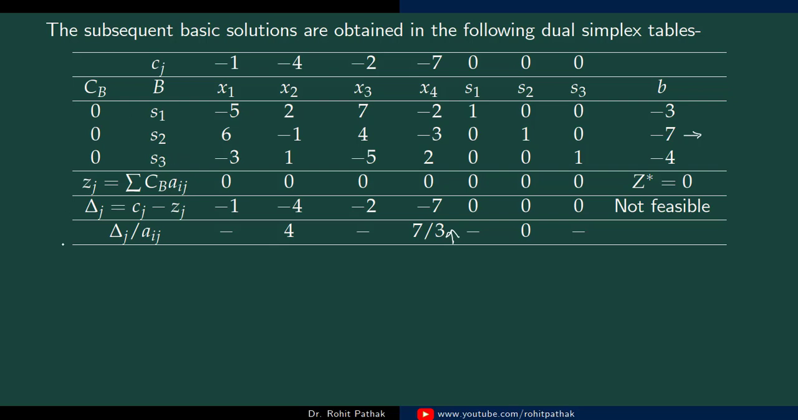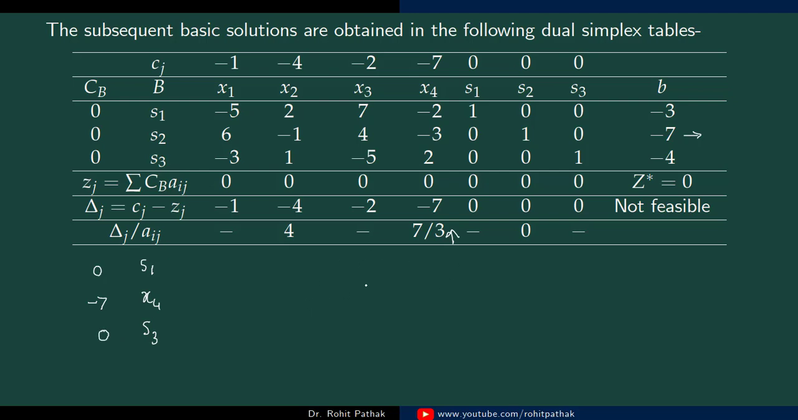Okay, so the next table is like this. So I am calculating the values here. So s1 will be there in the basis, and in place of s2 we include x4 because x4 is the incoming variable. Corresponding to this column, the variable is x4. Now the coefficient of s1 is as before, 0. The coefficient of x4 in the objective function is -7, so we put -7 here, and the third variable s3 as it is with coefficient 0.